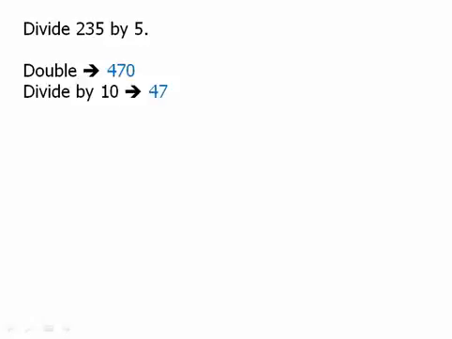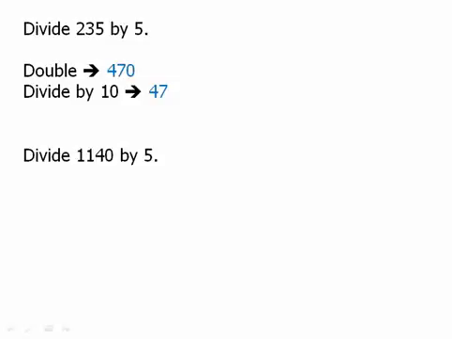So, of course, 200 doubled is 400, and 35 doubled is 70. So that when that's doubled is 470. And then when we divide by 10, we just remove a 0, 47. So 235 divided by 5 is 47.